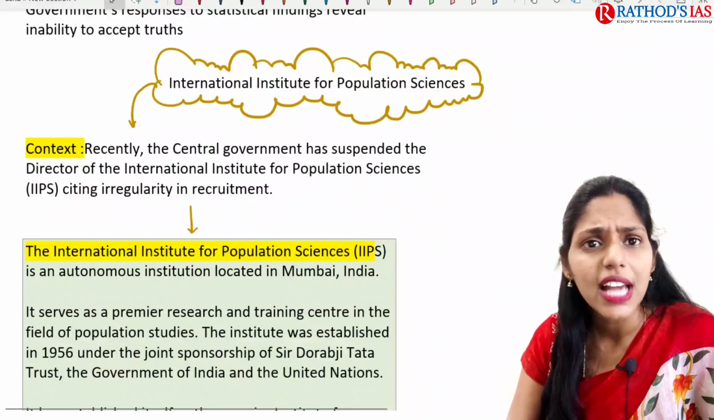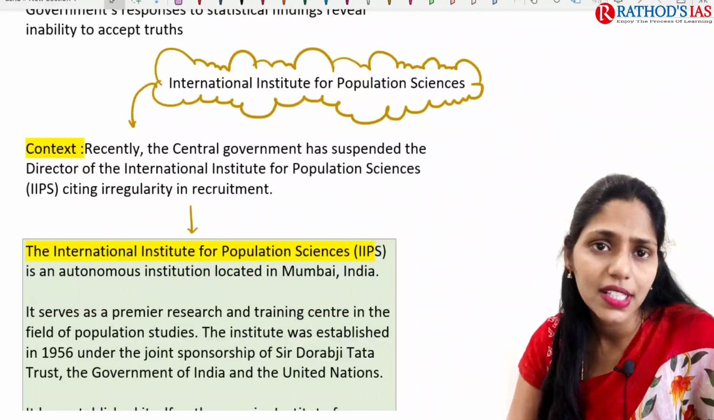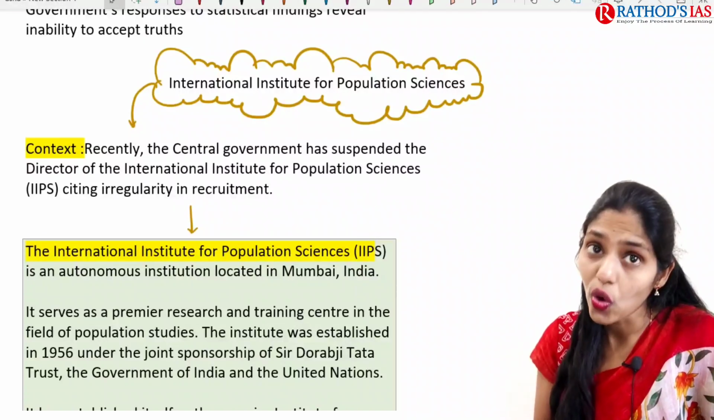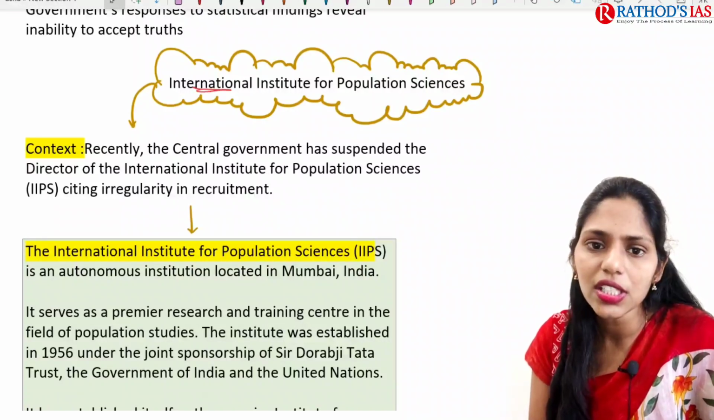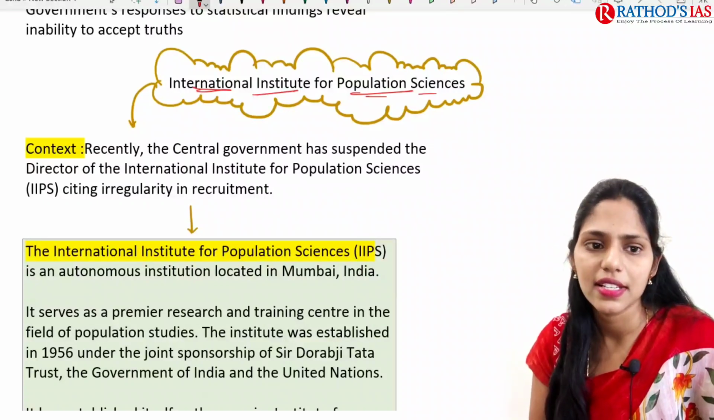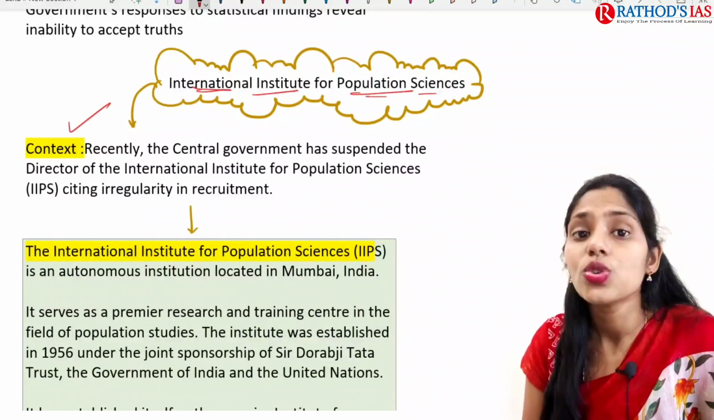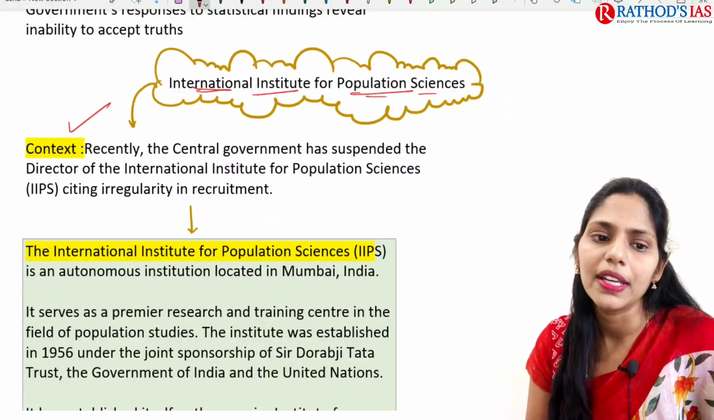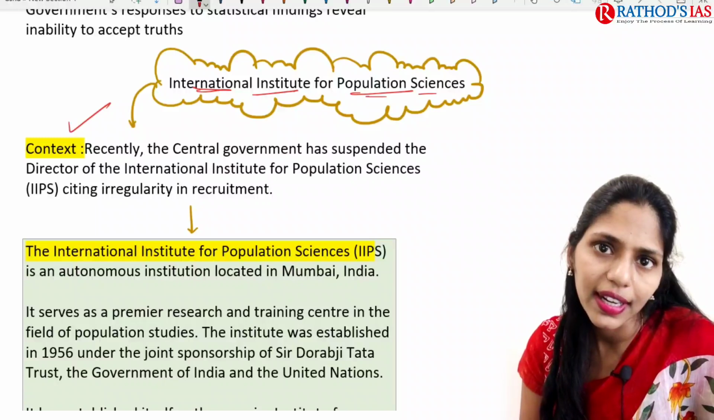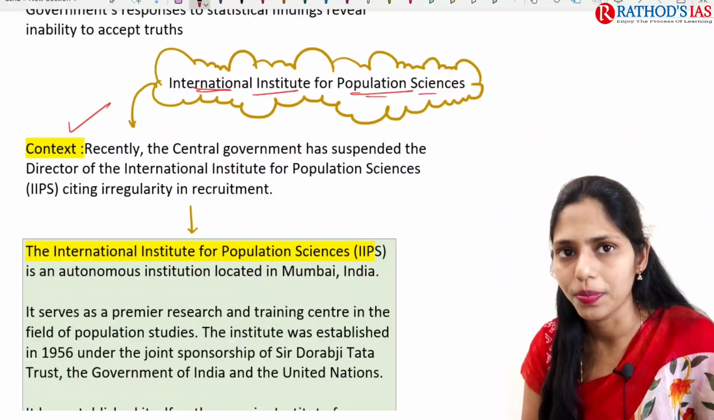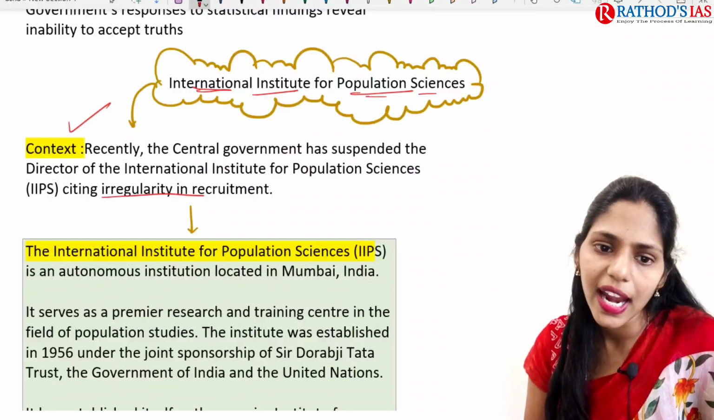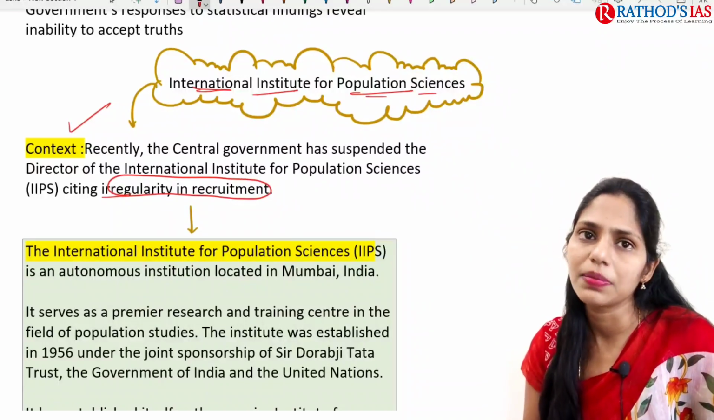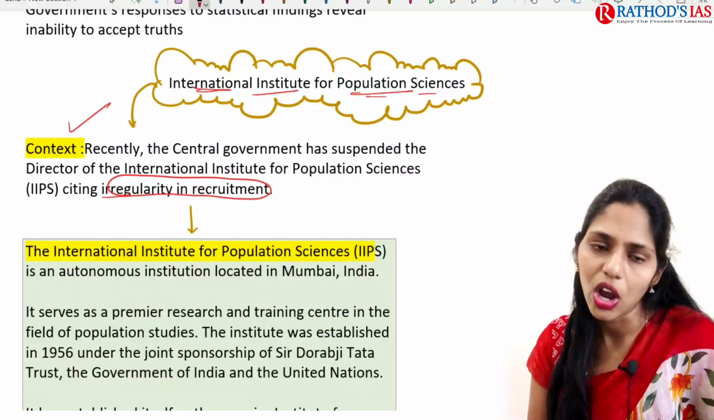So if we're talking about this article, which is talking about IIPS, it stands for International Institute for Population Sciences. So what it stands for? International Institute for Population Sciences. So why is it in news? So recently, the central government suspended the director of this IIPS because of irregularity in recruitment. So because of this irregularity in recruitment, the director of this IIPS had been suspended by the central government.